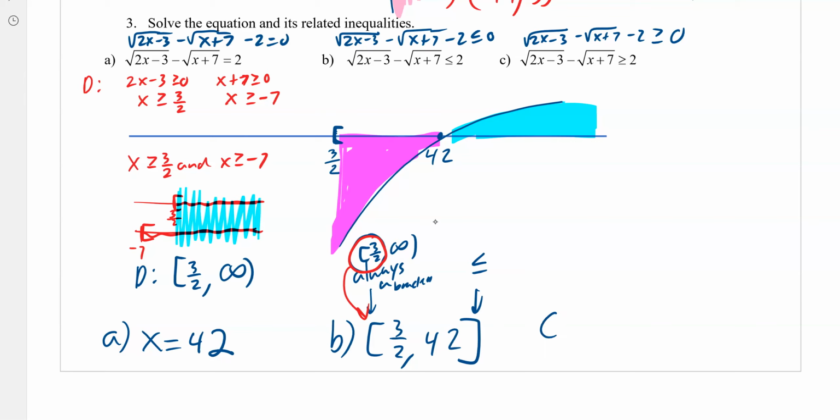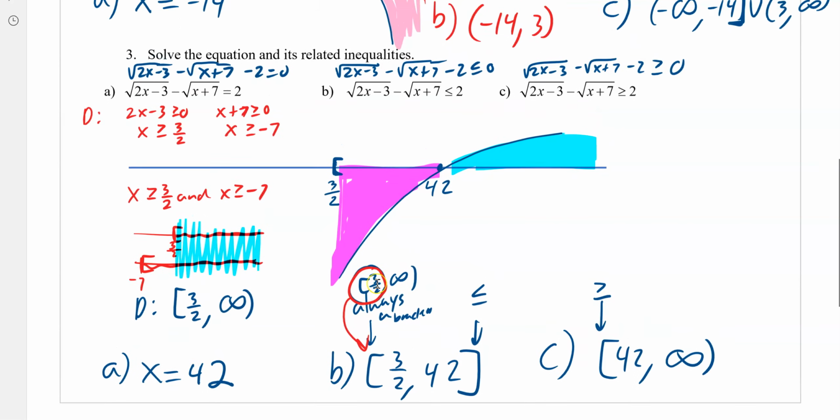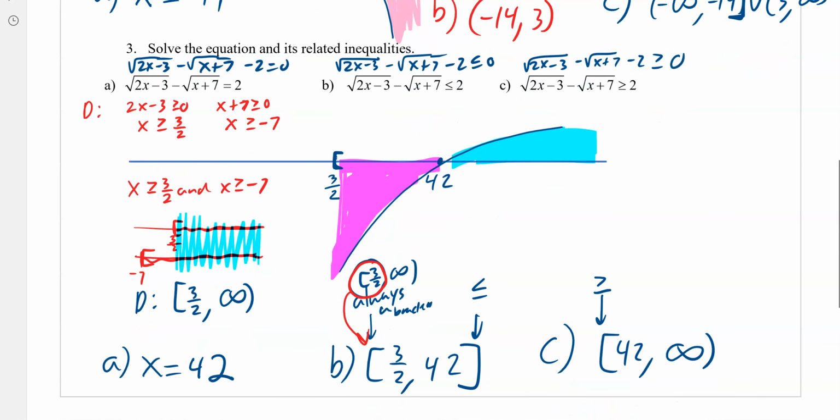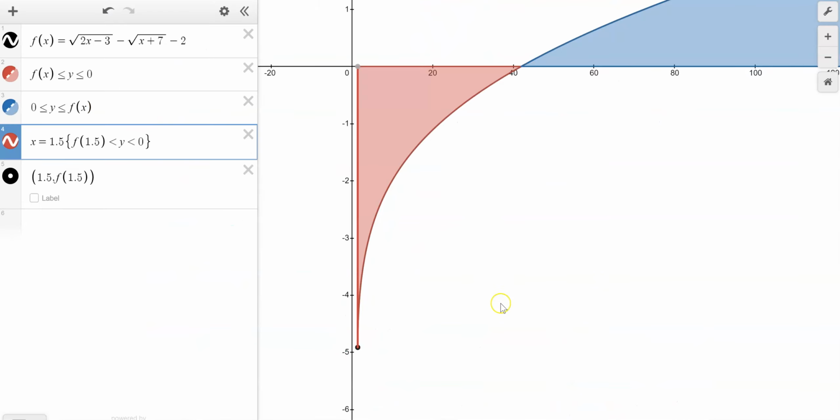All right, and then part C is the other part. So it's our greater than. And so that would then be bracket 42, comma, infinity. And again, it's a bracket because it's greater than or equal to. It's got the equal sign on there. And that's it. So on each one, you're just looking at the pictures, at the graphs they make.